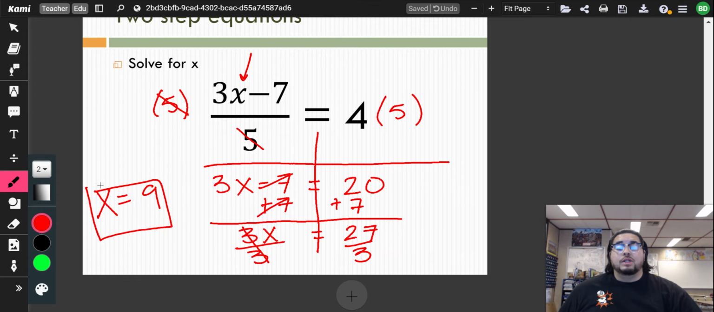Okay, so with 2-step equations, remember, always start furthest away from the variable. You want to work your way in, isolating that variable, and finally getting to an answer that's going to work as the solution to the equation.